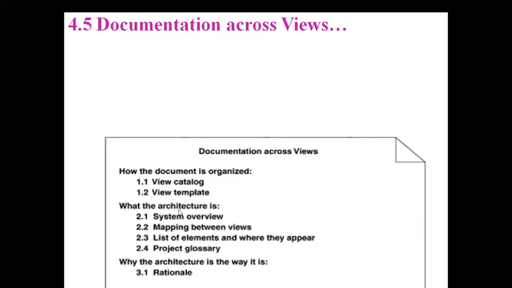Next, regarding the architecture, the documentation also contains architecture. In the last class we learned about the contents to include in the documentation, 7 parts. But here there should be an architecture we have to follow: which view comes as the first part, the second part, the third part, and the final conclusion where we have to conclude. Those things can be called the architecture. That architecture contains the system overview, mapping between views, list of elements and project glossary, and finally the main truth about your architecture. So these come as a part of documentation across views.